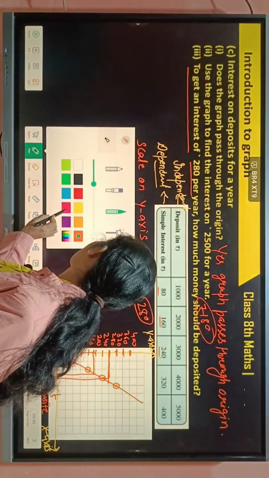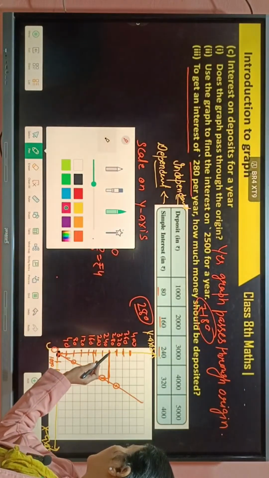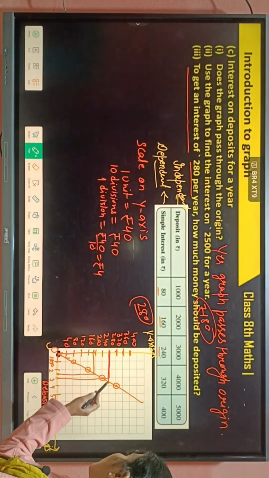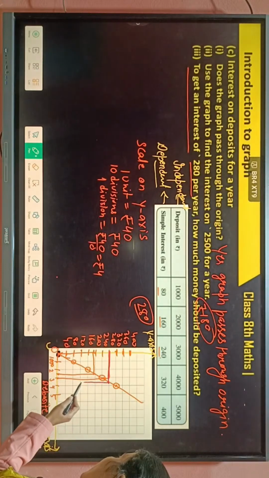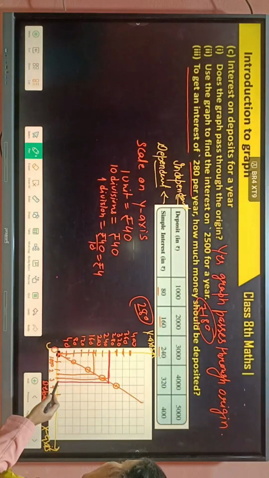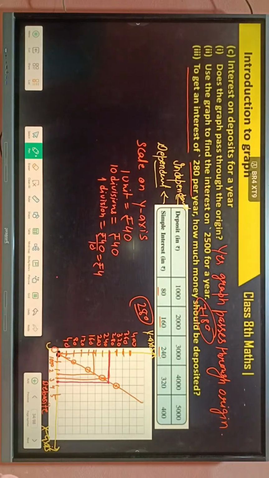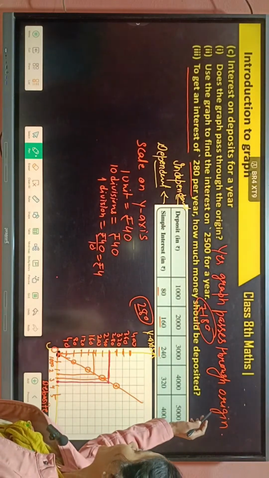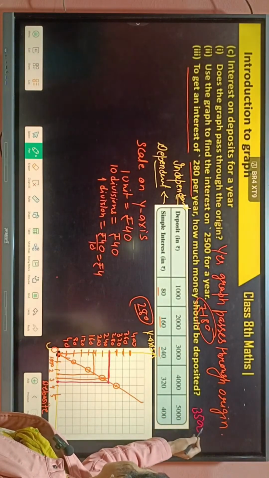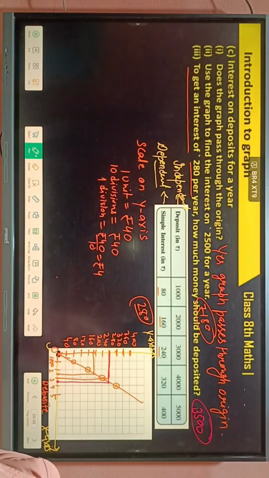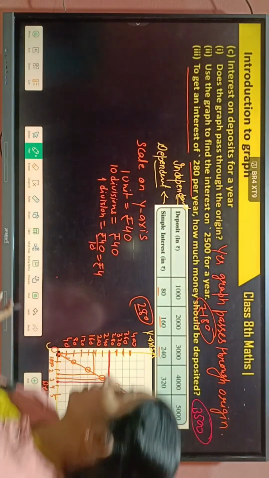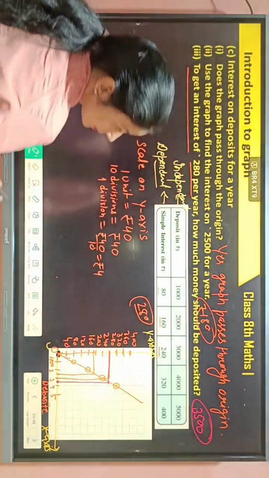Let us see. This is 240 at this point, and now corresponding to this, it's near about 3,500. 3,500. So this question is completed.